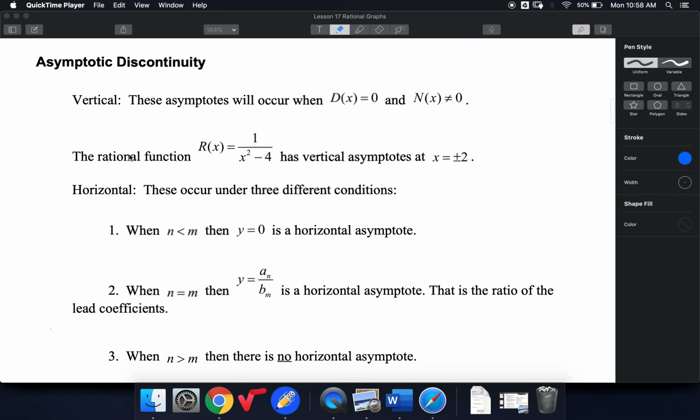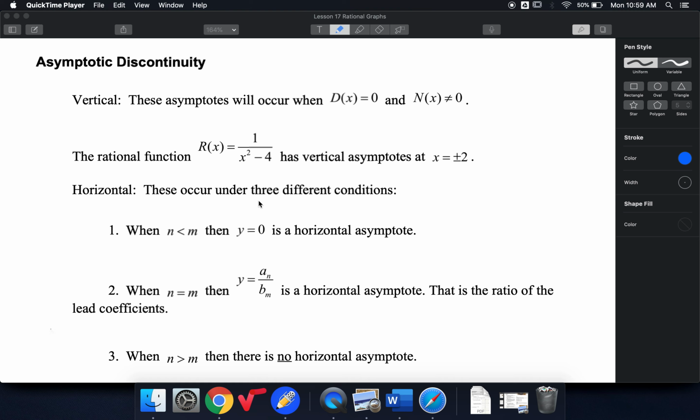So we've got our first type of discontinuity, which is asymptotic. So asymptotes, there's two types. A vertical asymptote happens when my denominator is equal to 0 and the numerator is not equal to 0. So vertical asymptotes are because I divide by 0. And we've seen this a bunch.